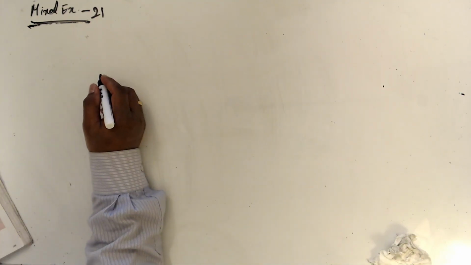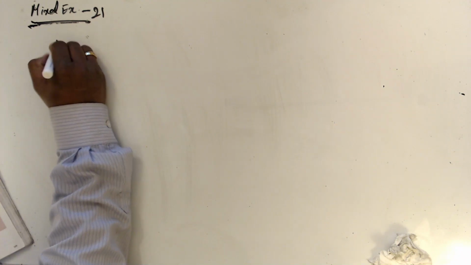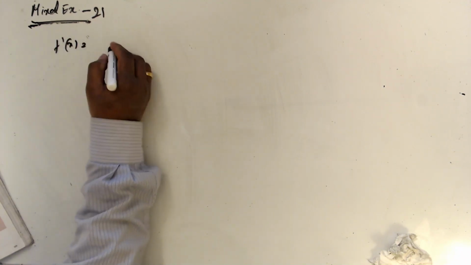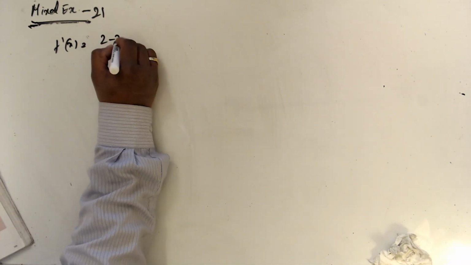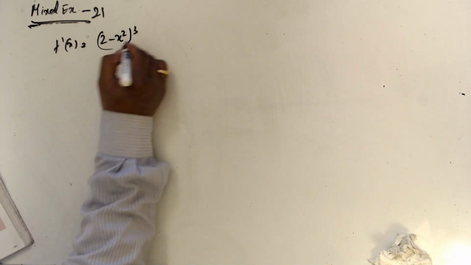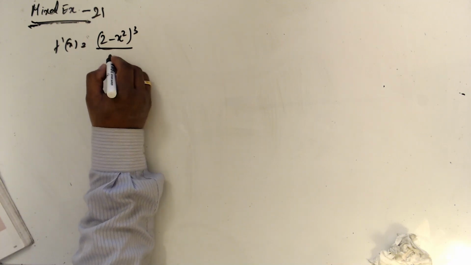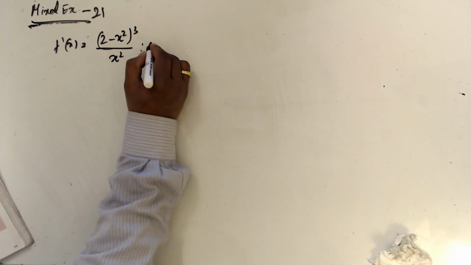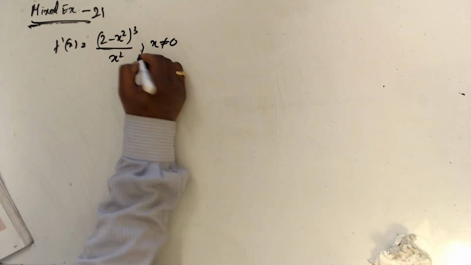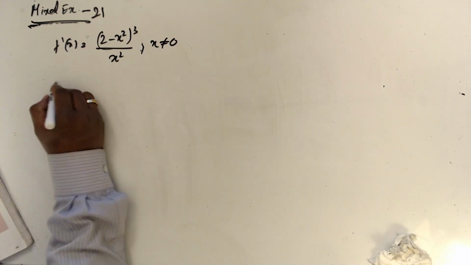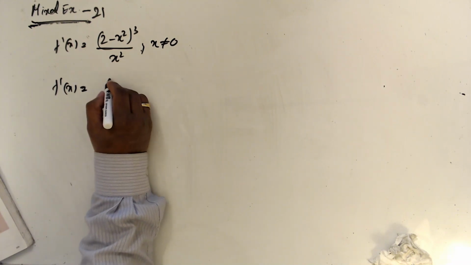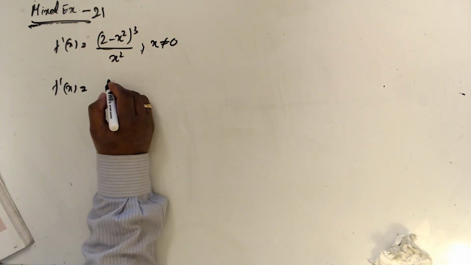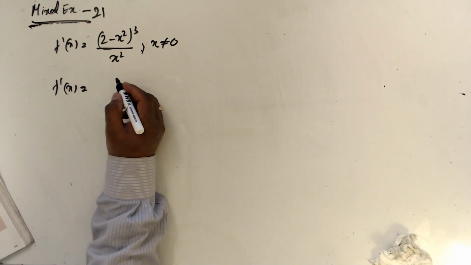Question number 21. If f dash x is given as (2 minus x square) cube over x square, x not equal to 0. So f dash x, we will expand this one, because we need to integrate this one to get f x. Now first of all we need to simplify this.